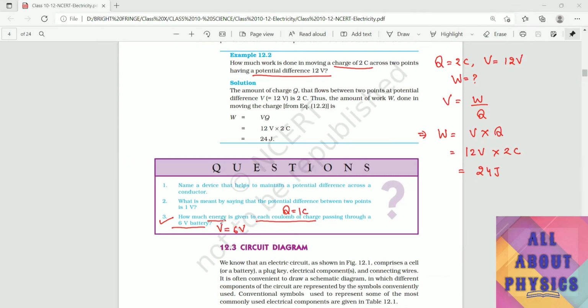See, this energy is the electric potential energy, and electric potential energy at any point in an electric field is defined as the work done in bringing a test charge from infinity to that point. So as V equals W upon Q, this implies W is equal to V into Q. Now put the values here. V is 6 volts. Q is 1 coulomb. So it is 6 joules.